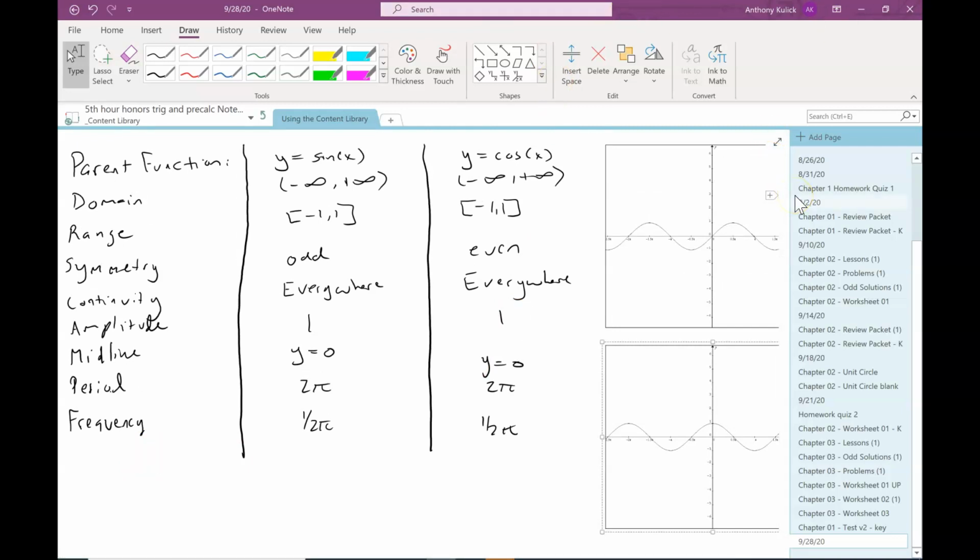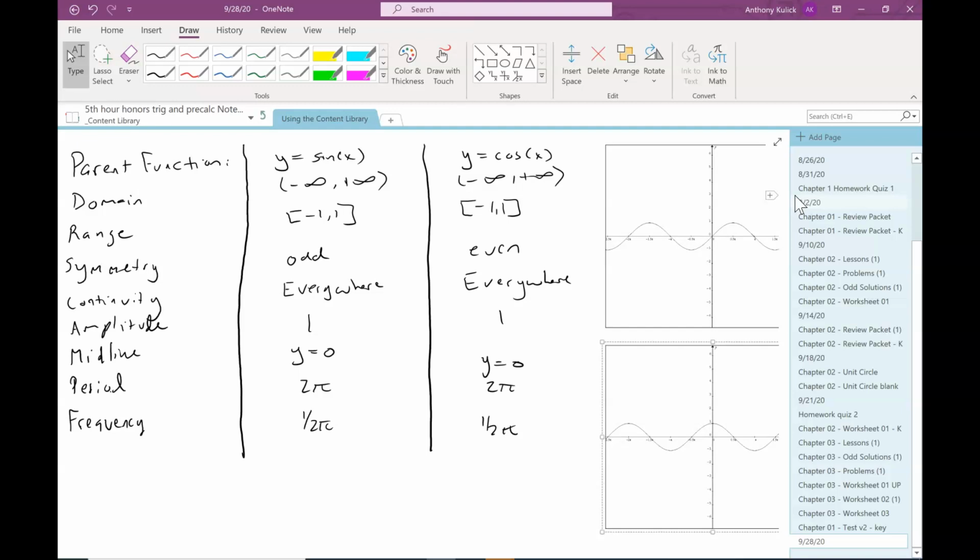Just like we did in chapter 1, we're going to describe our graphs of sine and cosine as transformations of a parent function. So in the case of sine and cosine, the simplest version of those functions is just y equals sine x or y equals cosine x. And we've included here several important attributes for these functions.